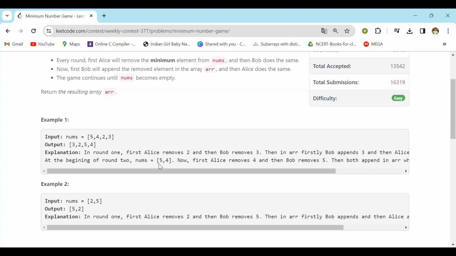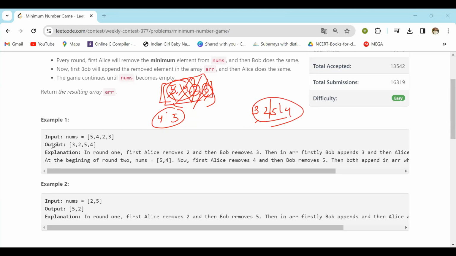So we have here two different arrays. Now I got the question. Actually, I was confused. See, 5, 4, 2, 3, and then one more array which is empty. First Alice moves and takes out the minimum, and then Bob takes out the next one. These two are removed, and in the other array Bob makes the first move and enters 3, and Alice enters 2. Now again Alice moves and removes the minimum, 4. Then Bob removes 5. This array is empty. Here Bob puts his number, 5, and Alice puts her number, 4. So this is the final array we get.